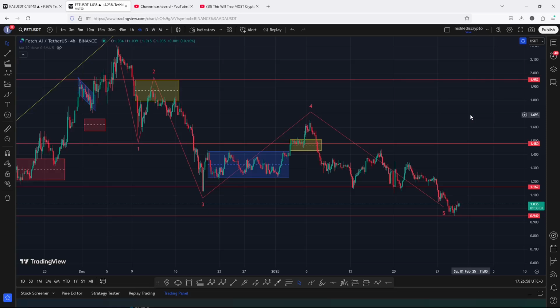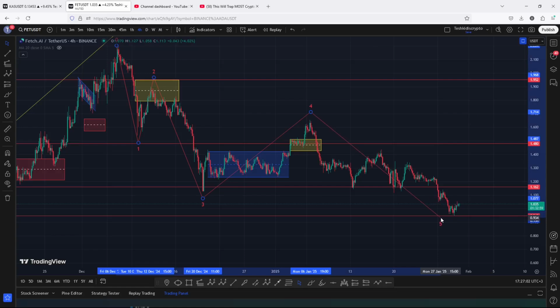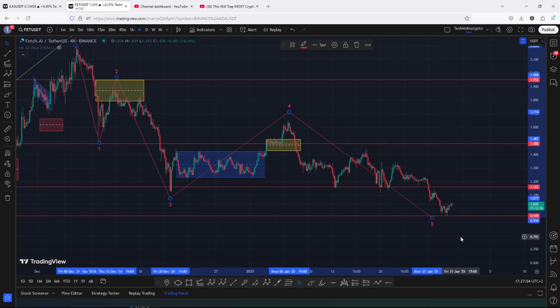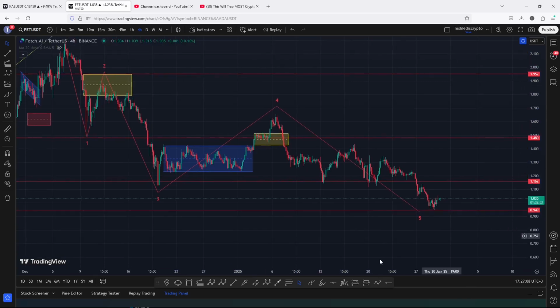Fetch AI at the time of this recording is attempting another bounce back to the upside after an aggressive sell-off yesterday after the FOMC meeting, and you can see that we have continued to hold above our key area of support above the 0.95, and you can see that we are now attempting another bounce back to the upside.